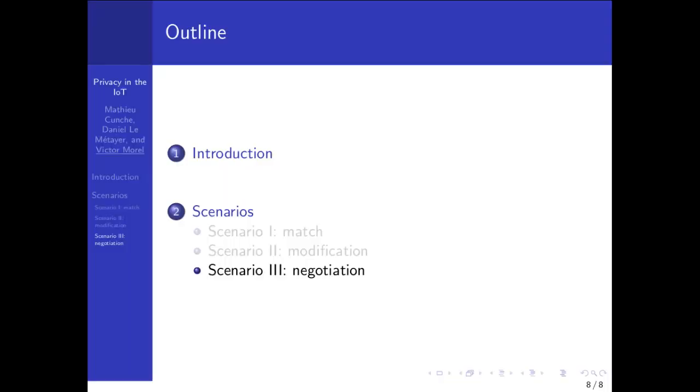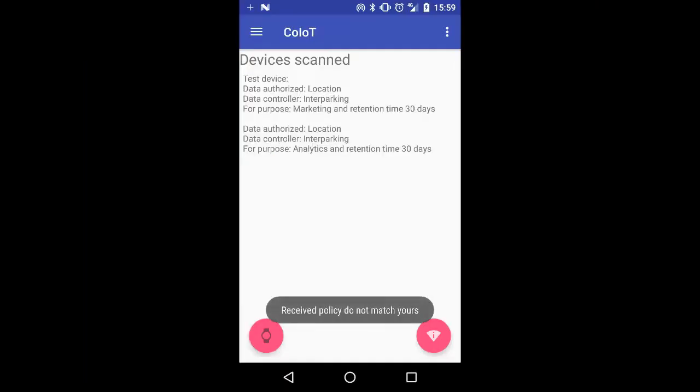In the third scenario, the two policies do not match either. The data subject does not want to modify a policy. However, the two policies have common terms. As a result, a negotiation is undertaken.